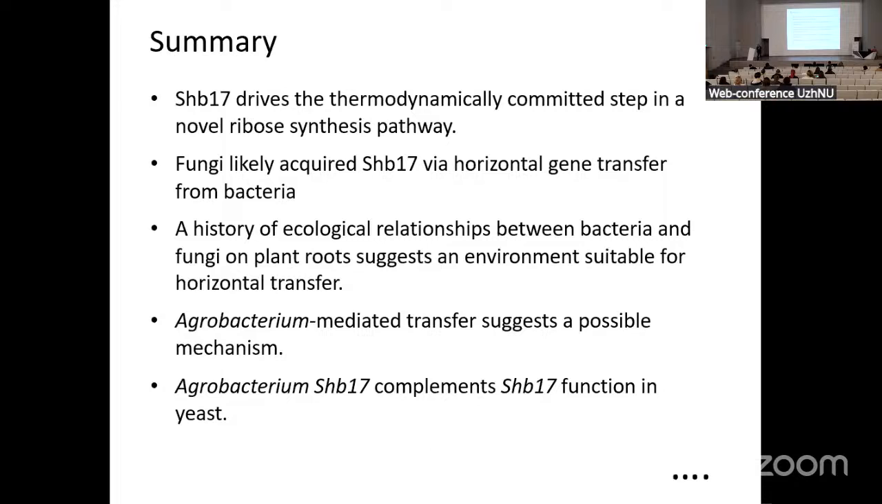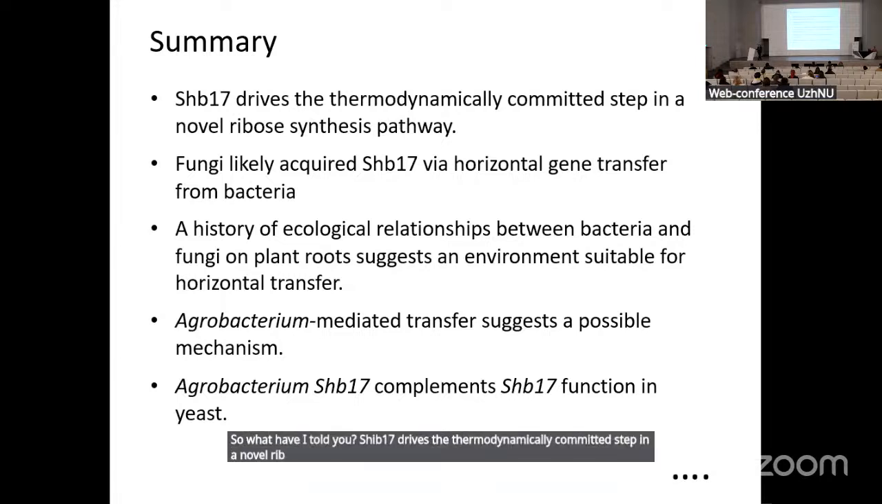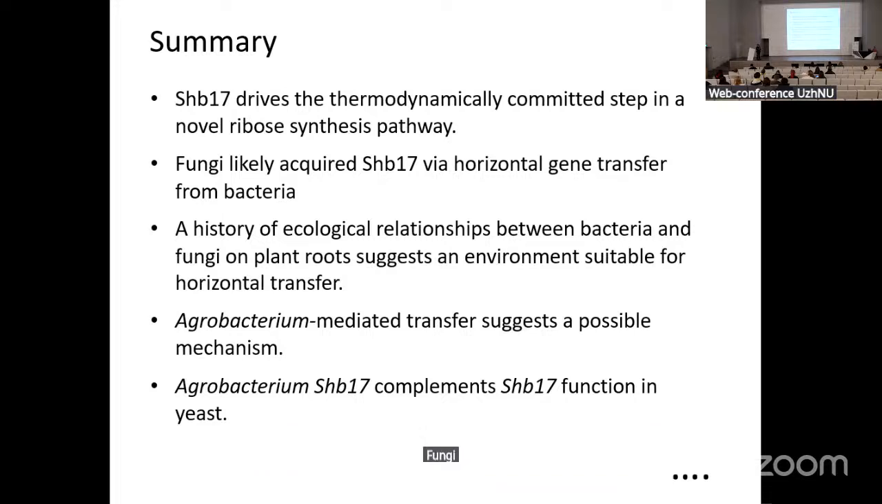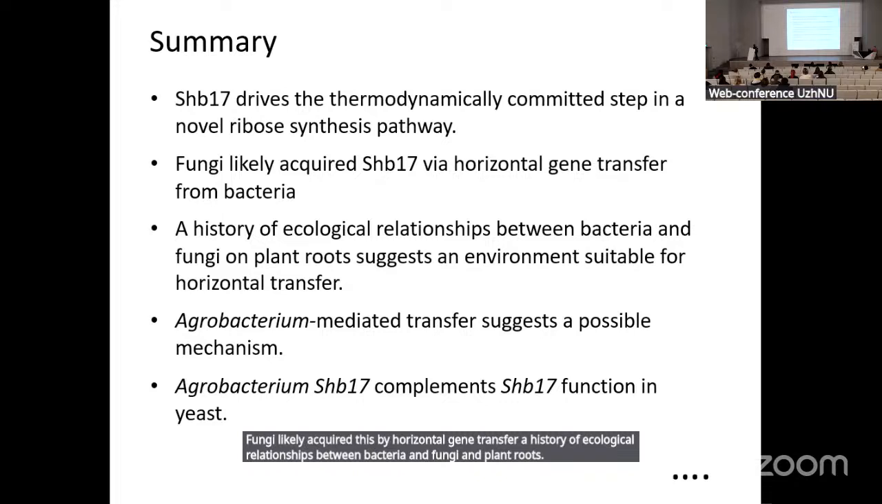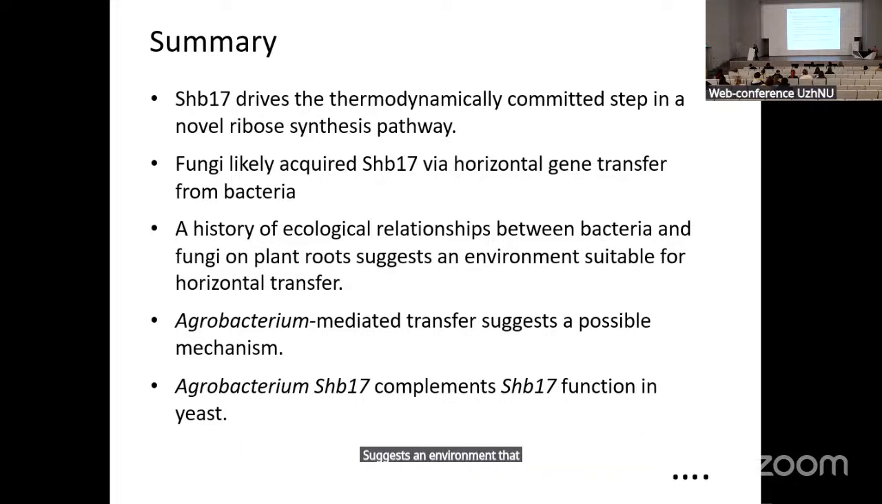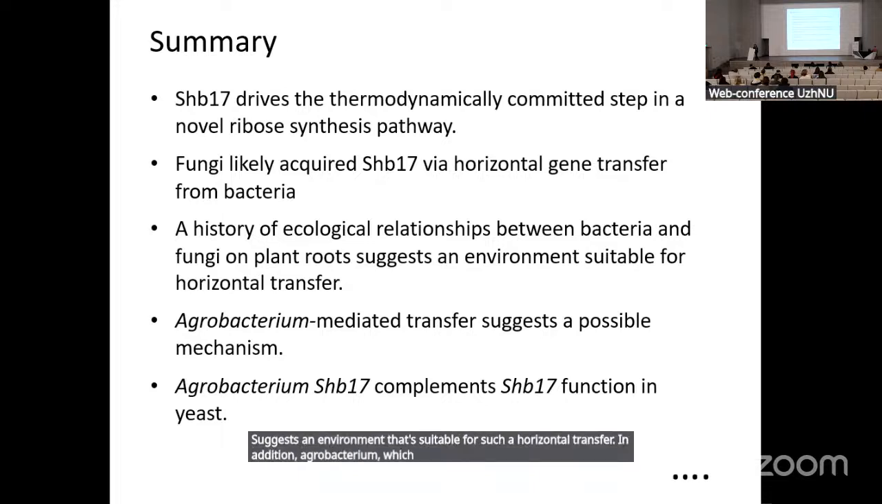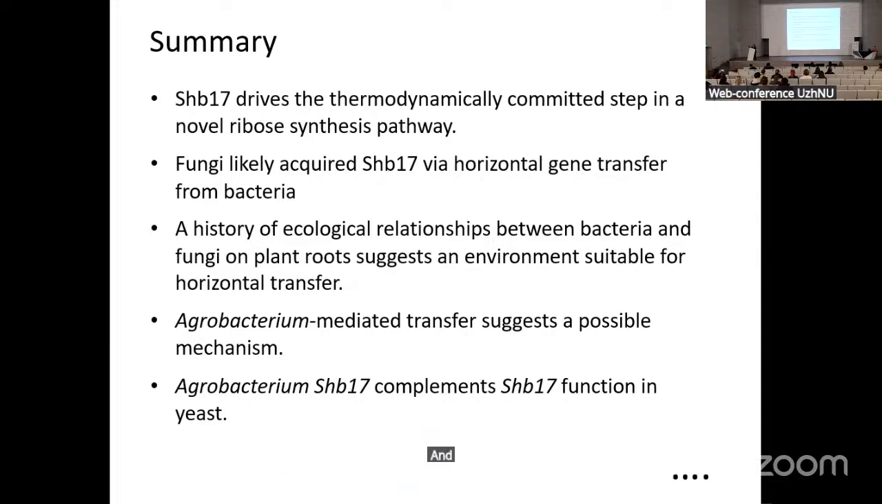So what have I told you? SHIB17 drives the thermodynamically committed step in a novel ribose pathway discovered by Michelle Klaskin in 2011. Fungi likely acquired this by horizontal gene transfer. A history of ecological relationships between bacteria and fungi on plant roots suggests an environment that's suitable for such a horizontal transfer. In addition, Agrobacterium, which is one of the bacteria that carries SHIB17, in fact, it's the one that's closest in the tree, and it's the one we showed was able to rescue the function.